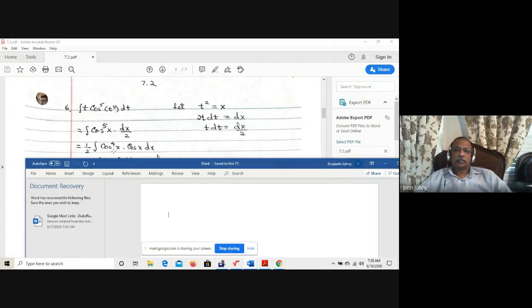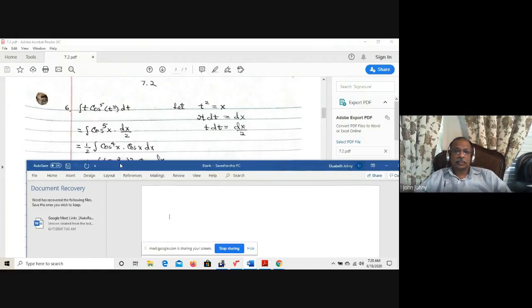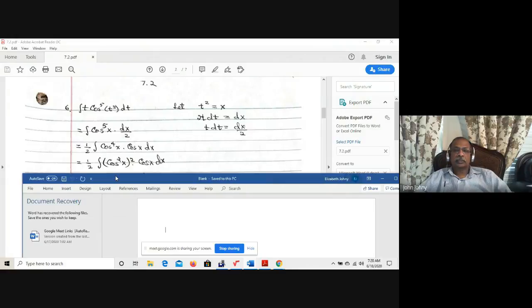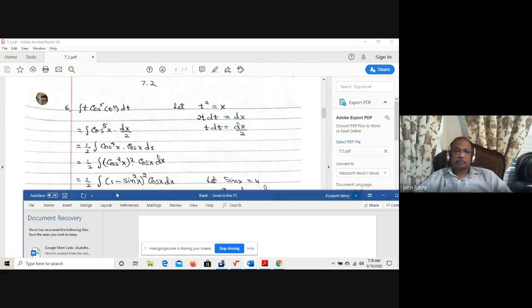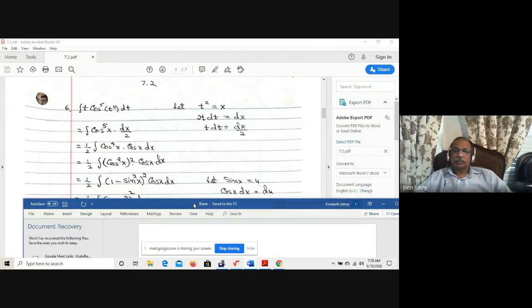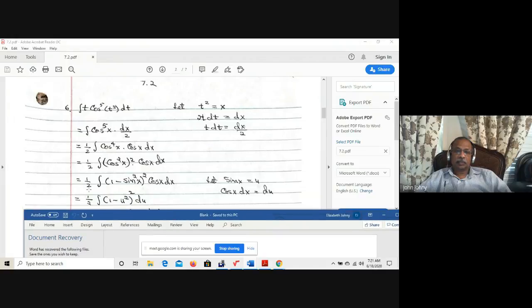Cos to the 5x is cos to the 4x times cos x dx. Cos to the 4x is cos square x the whole square times cos x. That is 1/2 times cos square x is 1 minus sine square x. So it is 1 minus sine square x the whole square times cos x dx. Here the substitution is u is equal to sine x. So du is equal to cos x dx. And so the integral becomes 1/2 integral 1 minus u square the whole square du.